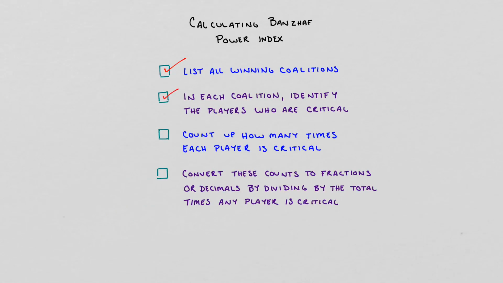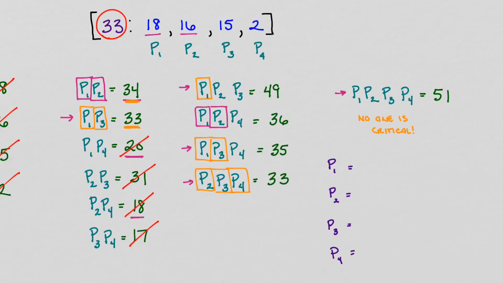So we've gone ahead and taken care of step 2. In each coalition, identify the players who are critical. Now we're going to count up how many times each player is critical. So coming back to our work over here, I see player 1, 1, 2, 3, 4, 5 times. Player 2, I'm seeing 1, 2, 3 times. Player 3, I'm seeing 1, 2, 3 times. And player 4, I'm just seeing once.